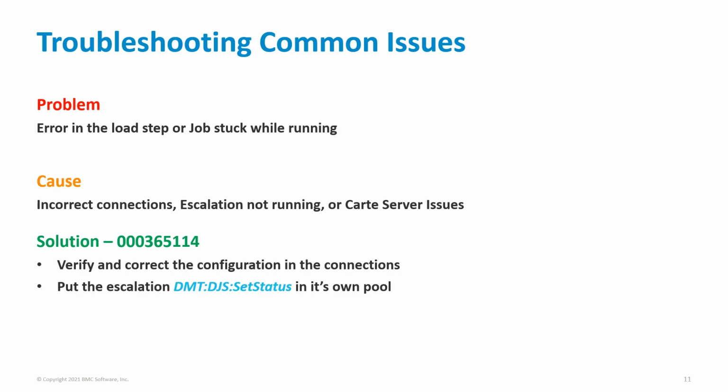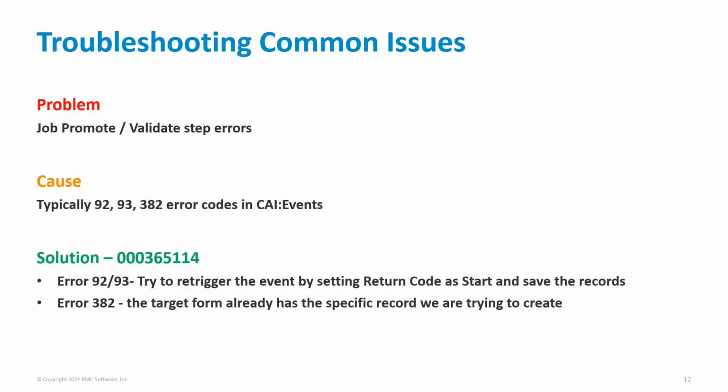You can go through the solution in this KA 000365114. The escalation that I was talking about in this picture is DMT DJS set status. Another common problem which we have is job getting stuck or error in validate or promote status.